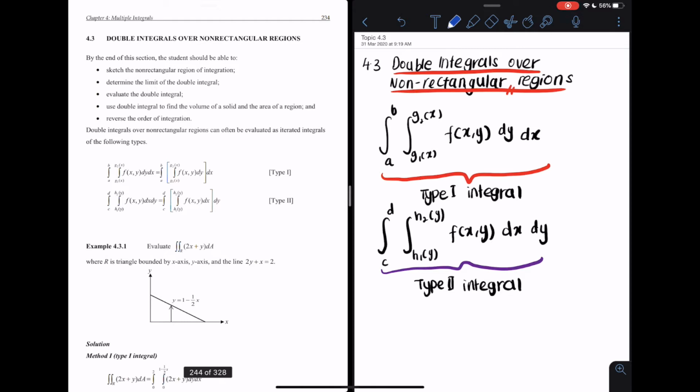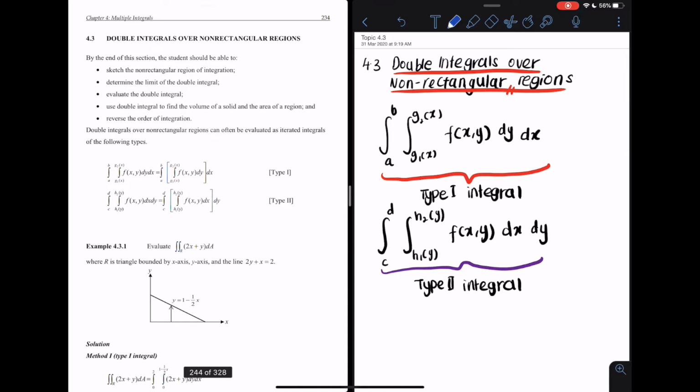So in this video, we will teach you how to solve problems related to double integrals over non-rectangular regions. This is somehow an extension of what you have learned in topic 4.2, rectangular regions. By the end of this video, you as a student should be able to sketch the non-rectangular region of integration, determine the limits of the double integral, evaluate the double integral, use the double integral to find the volume of a solid and the area of the region, and last but not least, reverse the order of integration.